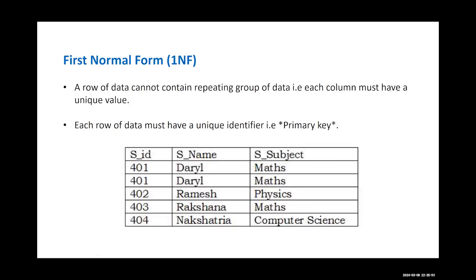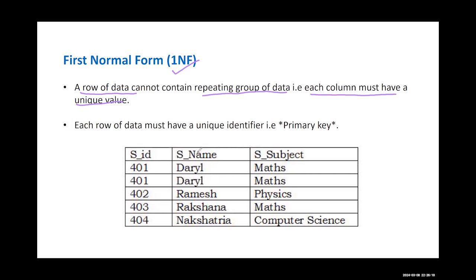First, let us see what is a first normal form. Why do I call any database or any table in first normal form? As you can see here, a row of data cannot contain repeating group of data. That is the rule for first NF. So what is the meaning? Each column must have a unique value. Each column cannot have multiple values.